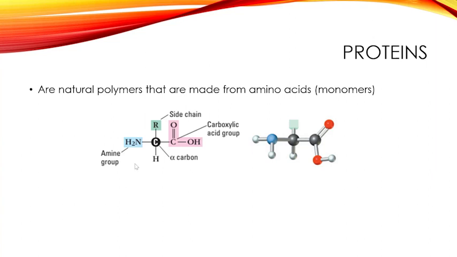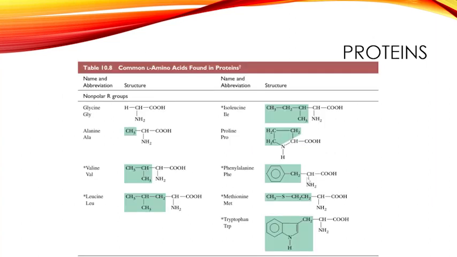By the way, amino acids are called as such because the term amino pertains to the amine group that is attached to the alpha carbon, or the main carbon of the amino acid, and the acid part pertains to a carboxylic acid group that is also attached to the carbon. Here are some examples of common amino acids. We have glycine, alanine, valine, leucine, isoleucine, proline, phenylalanine, methionine, and tryptophan.